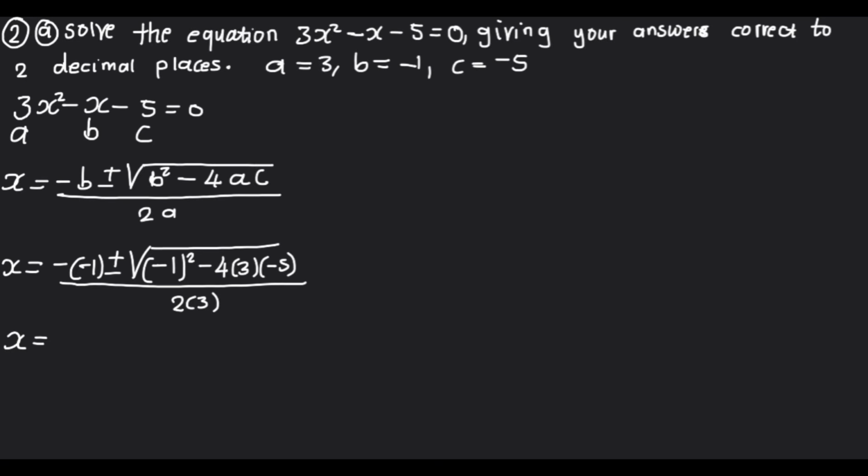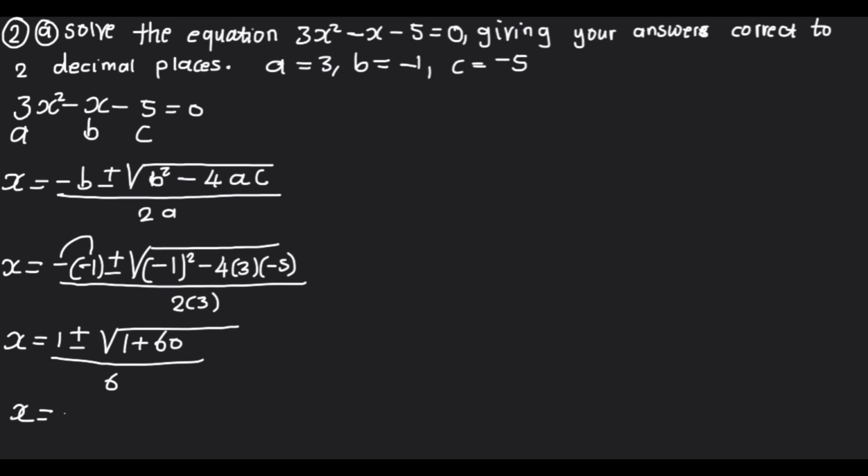So let's now simplify. Negative times negative, it's positive 1, plus or minus, then here negative 1 squared is just 1. Now we can see that we have this negative will multiply with this negative. So negative times negative, we get positive. Then 4 times 3 is 12. 12 times 5, that is 60, over 2 times 3 is 6.